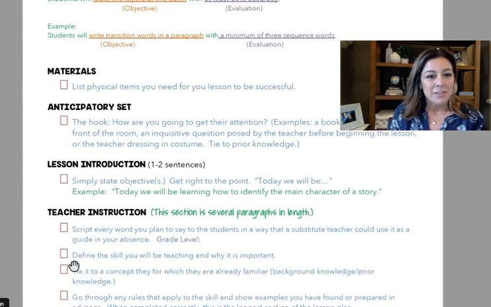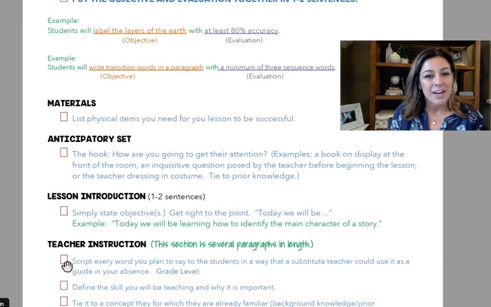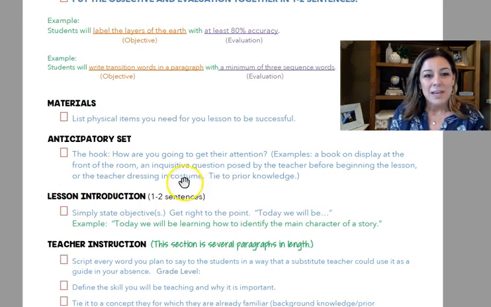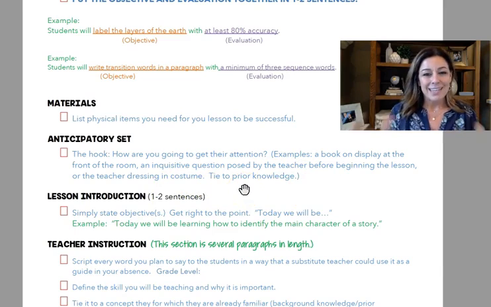Next, we have our materials. We've talked about that. We talked about our anticipatory set. I'm going to give you a few more examples. We talked about the book on display. We talked about an inquisitive question posed by the teacher at the beginning of the lesson, dressing in costume. Sometimes it might even be a science experiment set up, and the students are eager to find out what that's all about. And tying the information to prior knowledge.